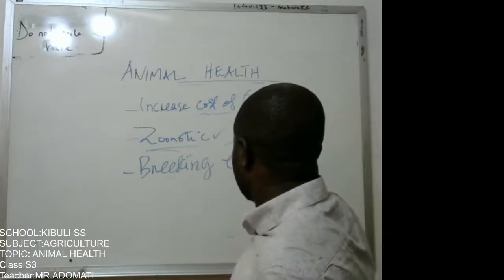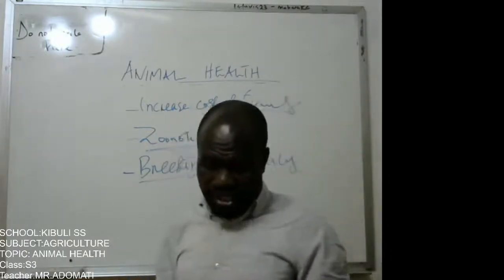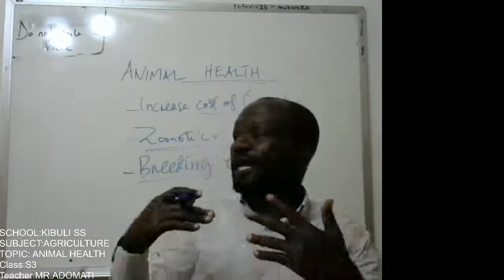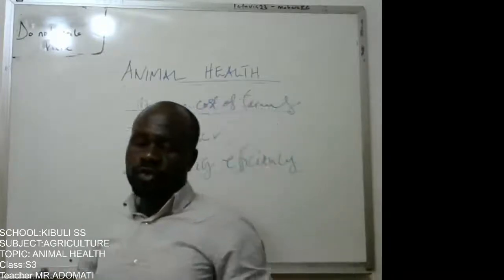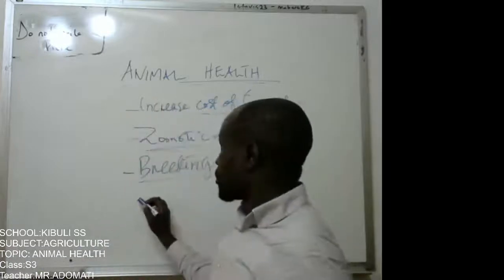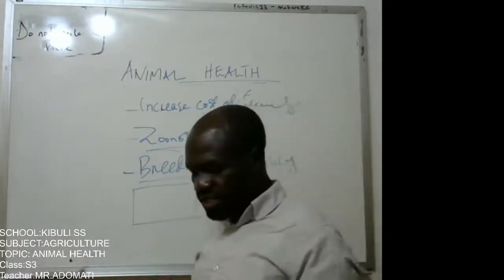Breeding efficiency. Now, breeding efficiency, in simple terms, we say this is the ability of a group of animals to reproduce, multiply, and increase in number. That's what we call breeding efficiency.